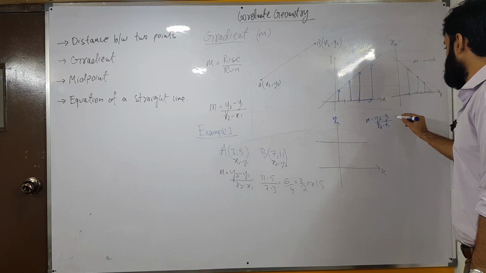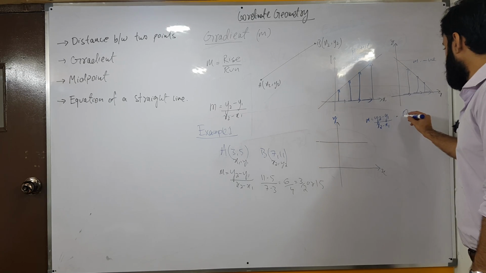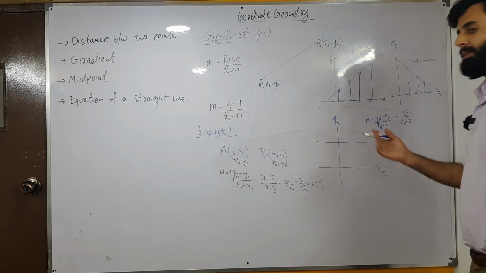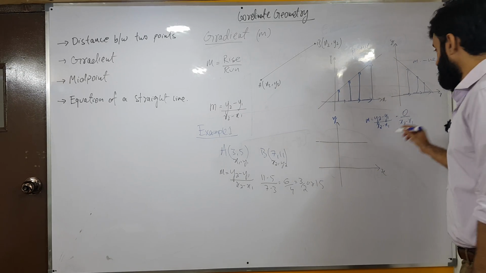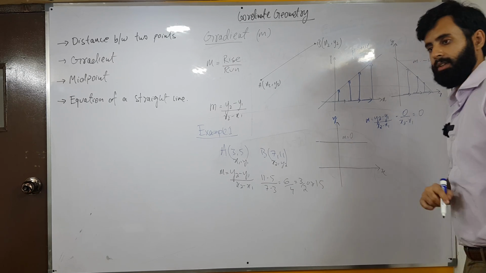None of that. That means the rise will be 0. Okay, and what do you think will happen if you divide 0 by any value? 0 divided by 5, 0 divided by 4, 0 divided by 10, the answer will always be 0. So a line like this will have a gradient of 0.